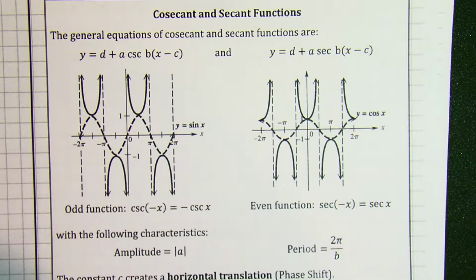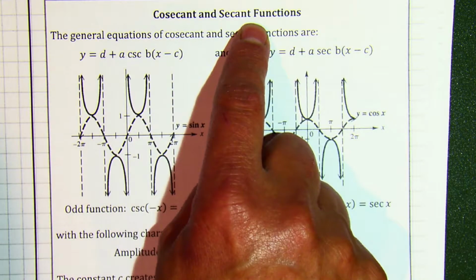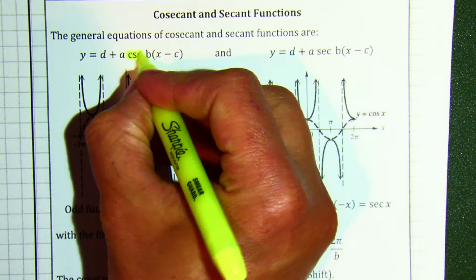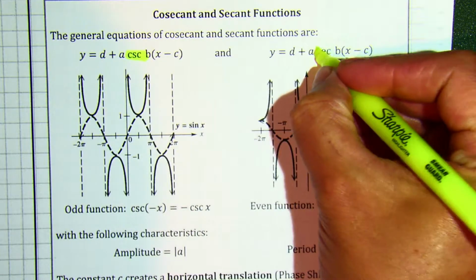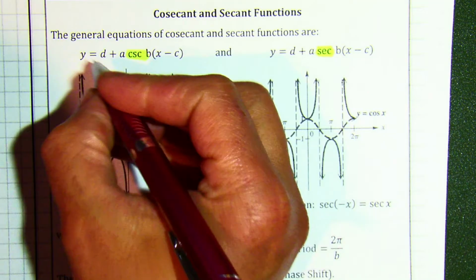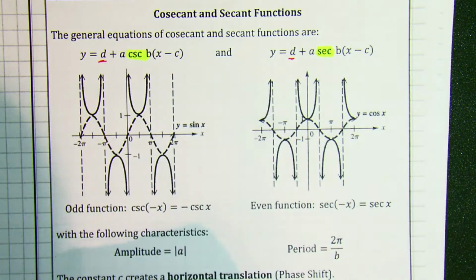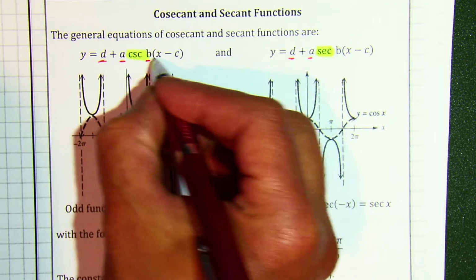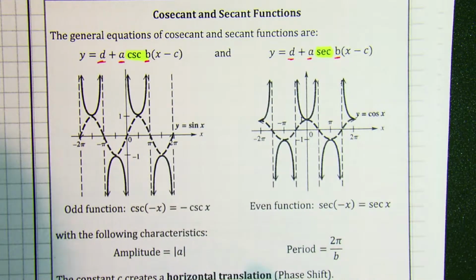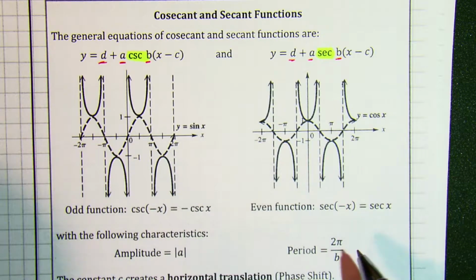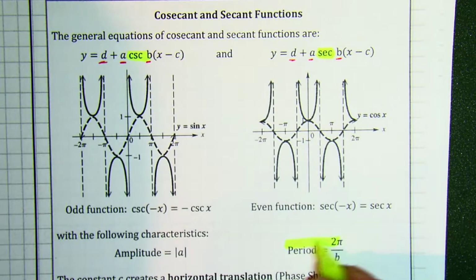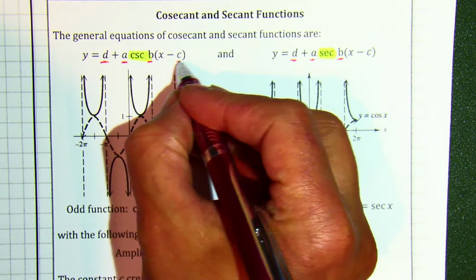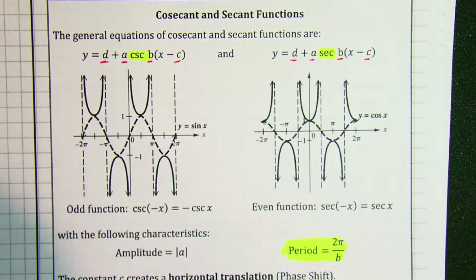Now, when we're graphing cosecant and secant functions, the general equations will be exactly the same. For both of them, we have a D, which will be your vertical shift. Your A will be your amplitude. We have the B, which will determine your period. Once again, your period will be 2 pi over B. And we have the value of C that will shift your graph left to right, that we call a phase shift.